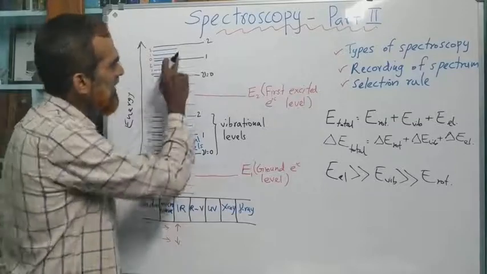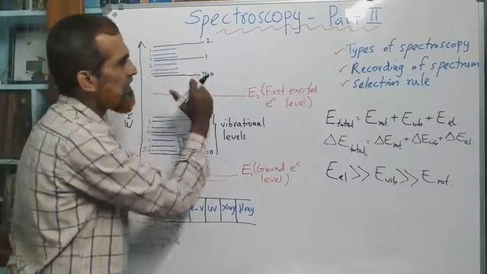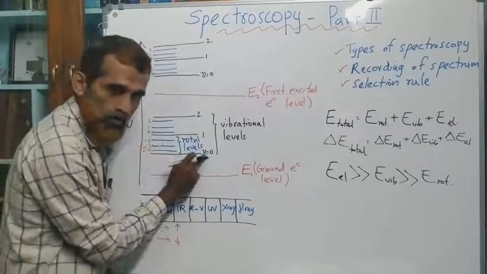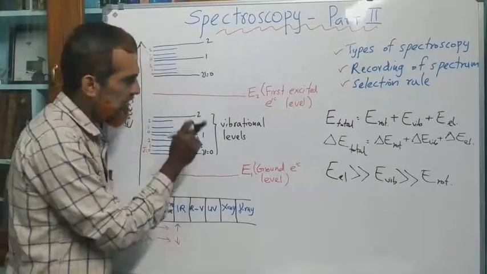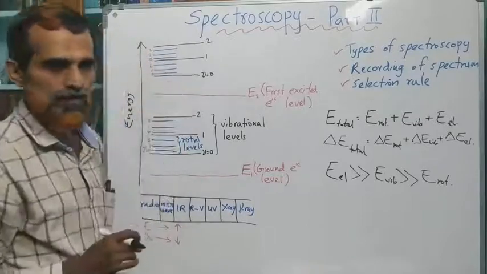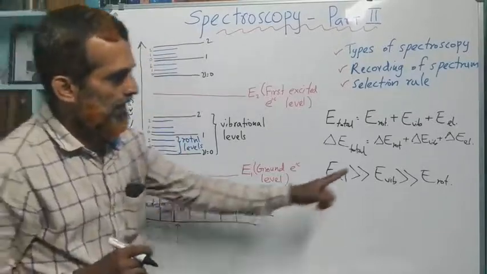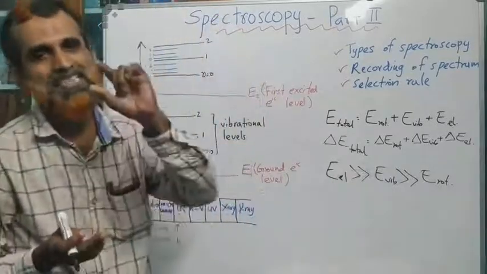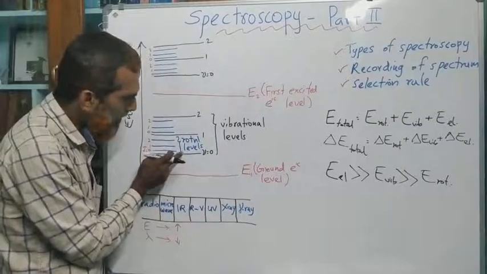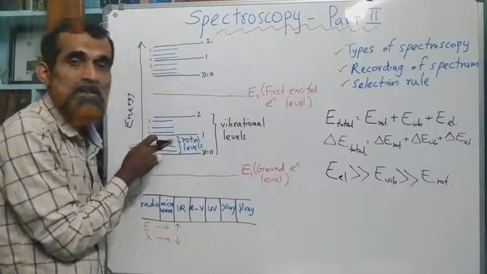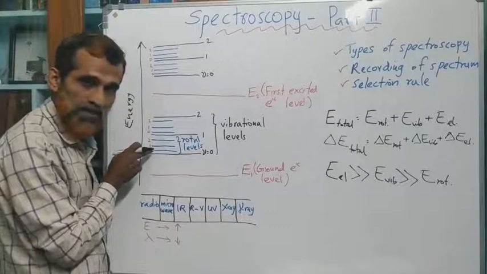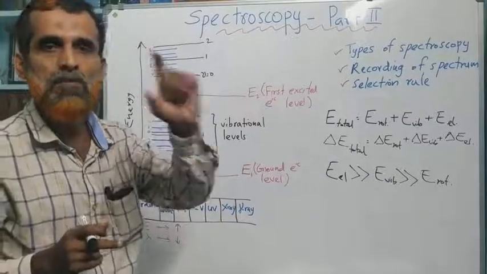Okay, these are the vibration levels in the first excited electronic state, and here this is the ground vibration level, nu equals 0. This is the first excited vibration level, second, etc. Finally, rotation energy levels are coming still smaller. Each vibration level is further divided into rotation levels. The blue lines you can see, right? These are the rotational levels which come within a vibration level.